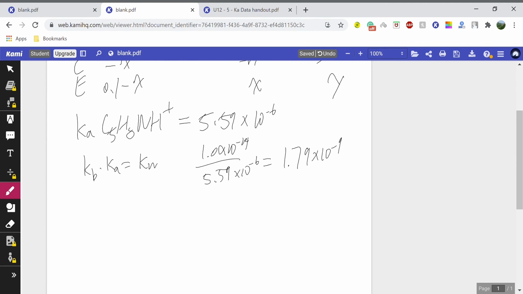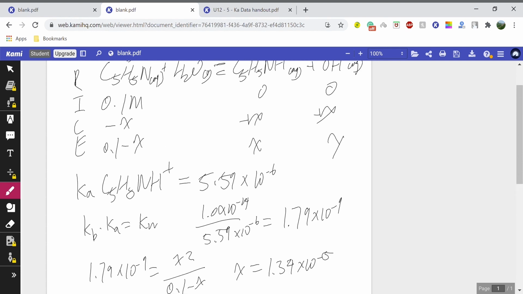Now with the Kb value, you can use Kb is equal to x squared divided by 0.1 minus x, products divided by reactants. And now we can simply plug this into the y equals graph. X squared on top, 0.1 minus x on the bottom, minus 1.79 e to the negative 9th. Go to graph. And we can get x as 1.34 times 10 to the negative 5th.